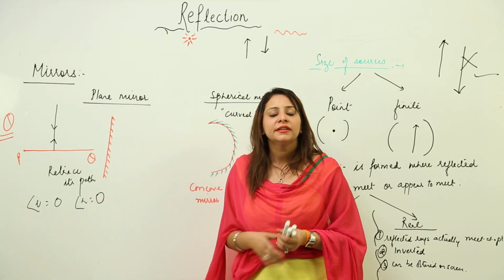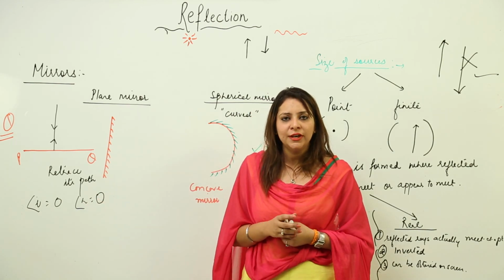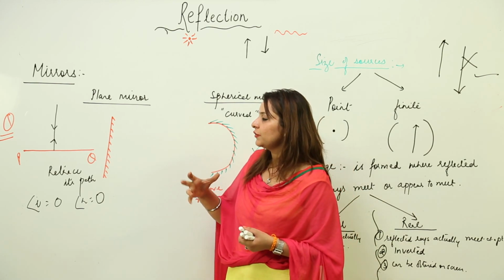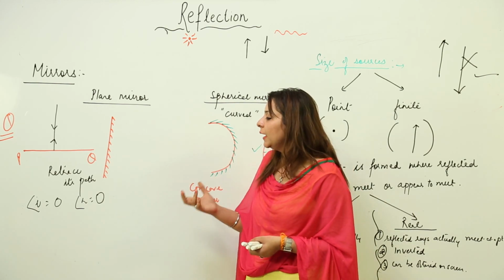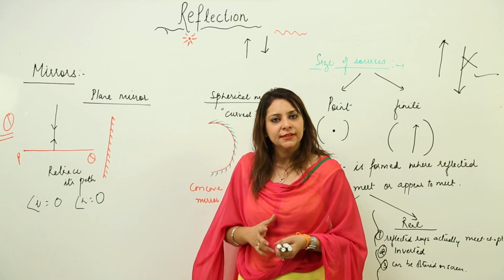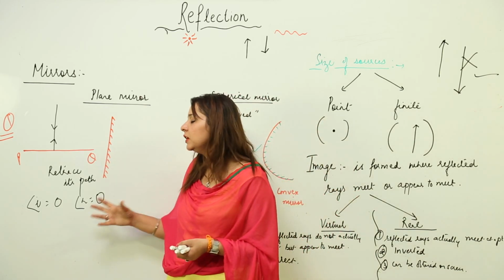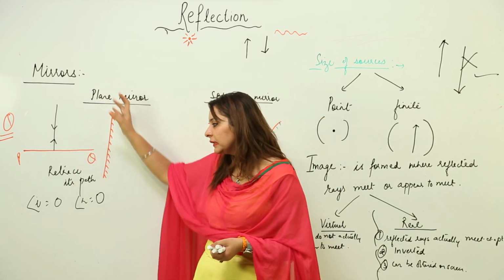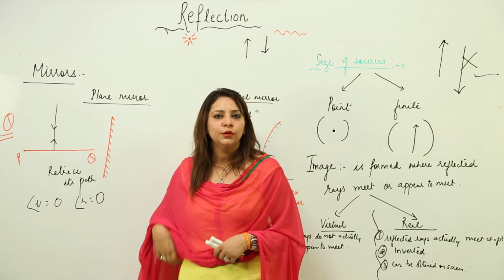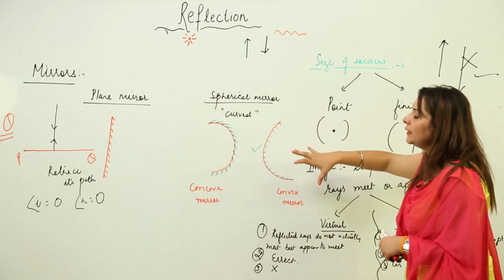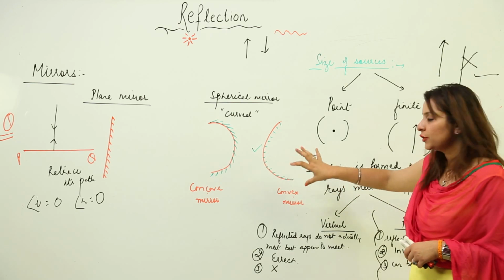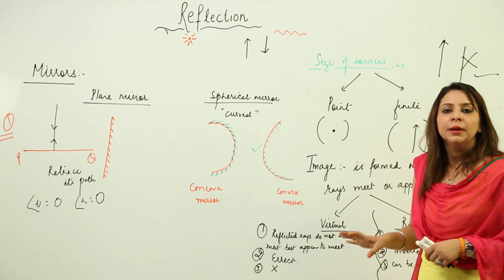So when light falls normally on the surface, what traces the path for the reflected ray, and moreover what is the value for angle of incidence and reflection? You should be quick with an answer that it is going to retrace its path, and angle I and angle IR is equal to 0. So this is the basic thing which we'll be requiring in order to make the ray diagram.